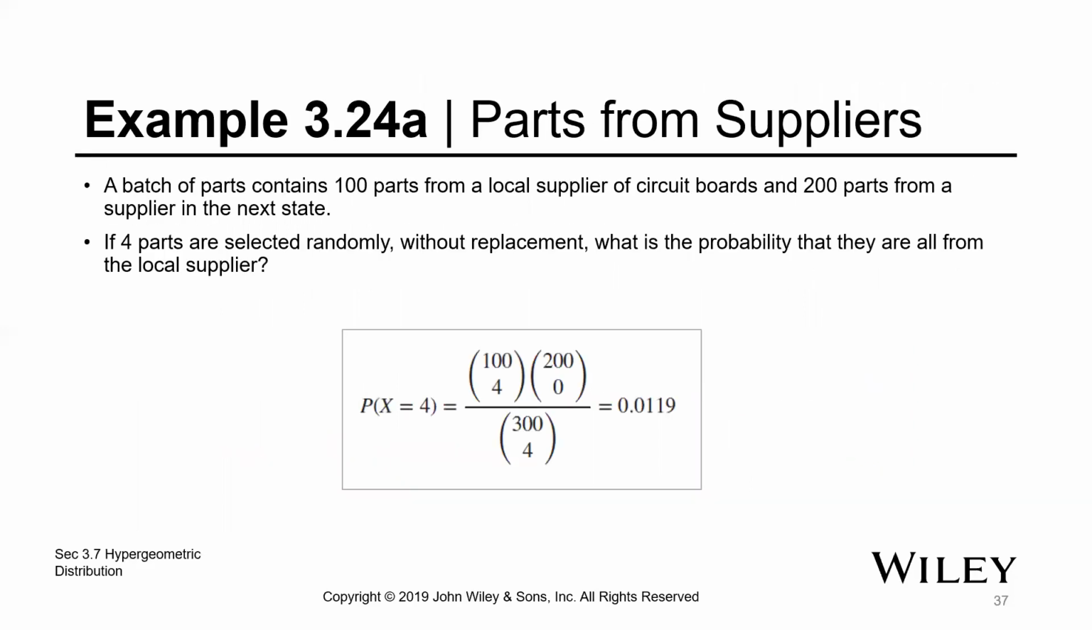So another example: 100 parts from a local supplier of a circuit board and 200 parts from a supplier in the next state. If 4 parts are randomly selected without replacement, what is the probability that they're all from the same supplier? 100 choose 4, 200 choose 0, over 300 choose 4. So at that point, because you're doing the 100 choose 4, and they're all from the same state.